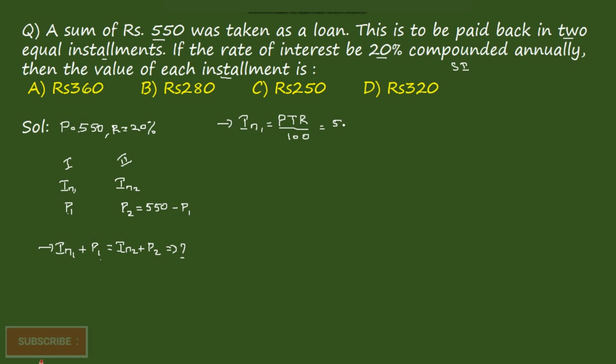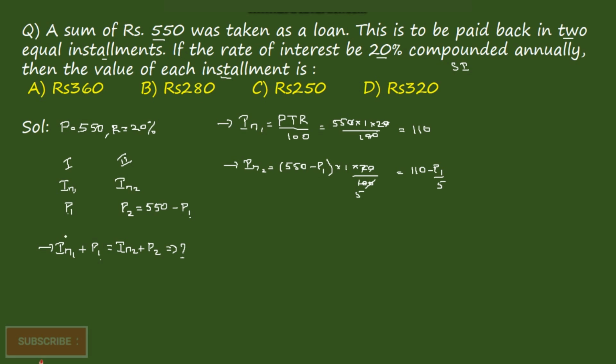Interest IN1 is nothing but 550 into, we consider time as 1 year, into rate as 20 by 100, where the zeros get cancelled and it becomes 110. Again IN2 is equal to nothing but, here the principal is 550 minus P1, into the second installment, we consider time as 1, into 20 by 100. The zero goes by 5, which is equal to 110 minus P1 by 5.